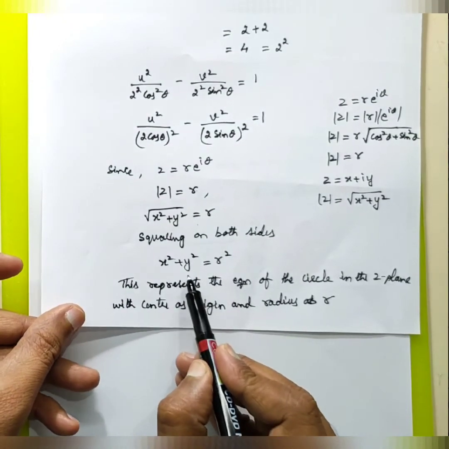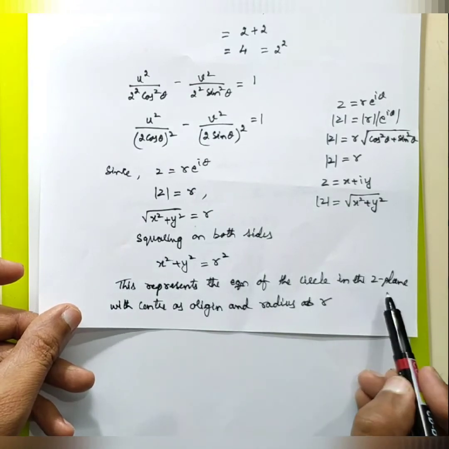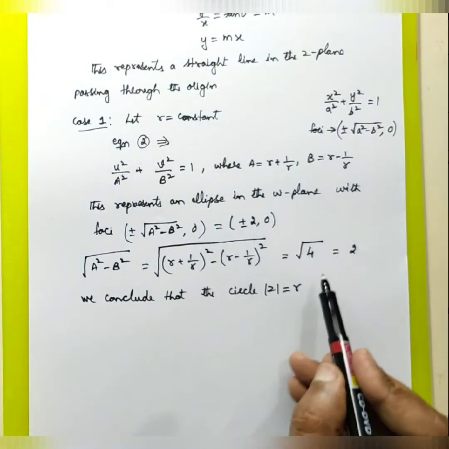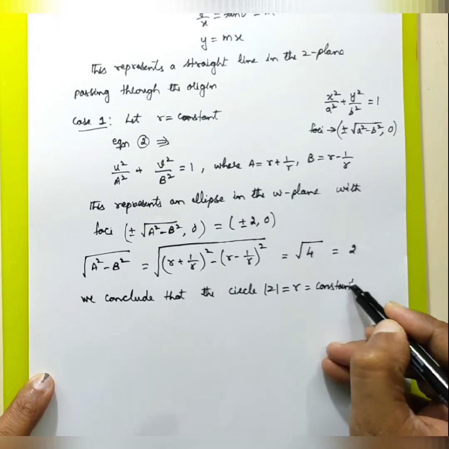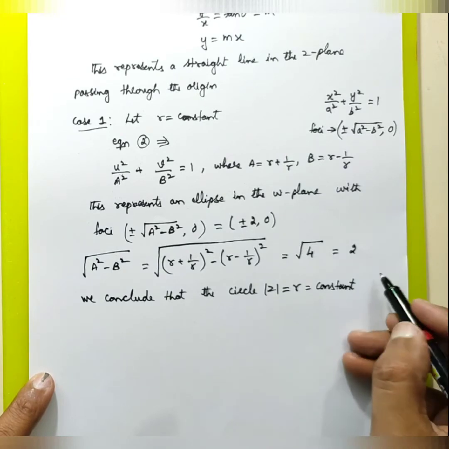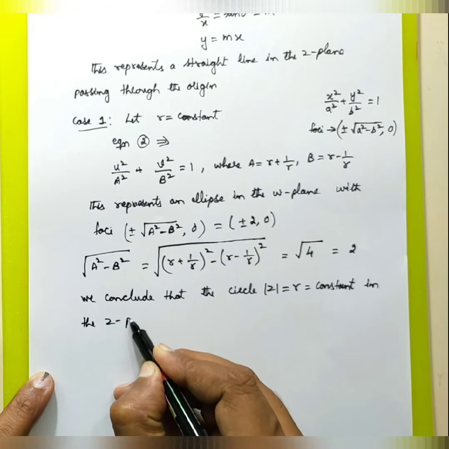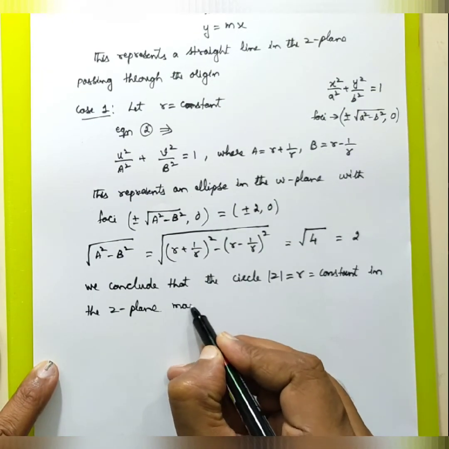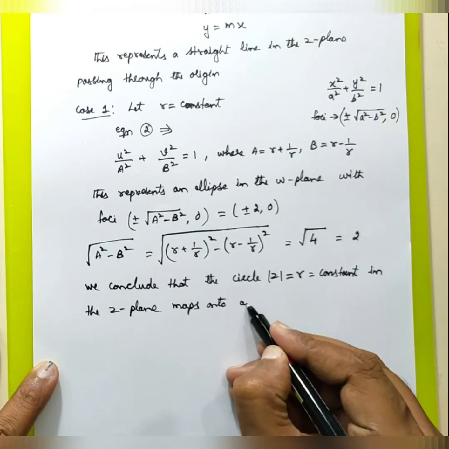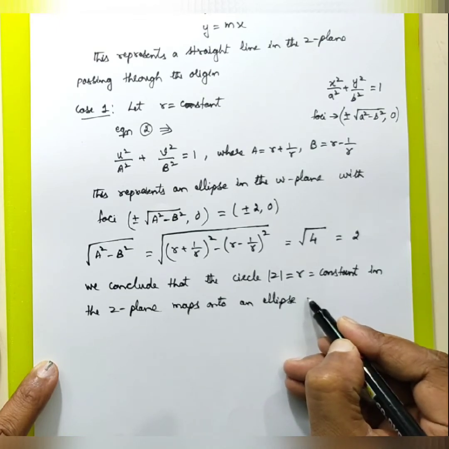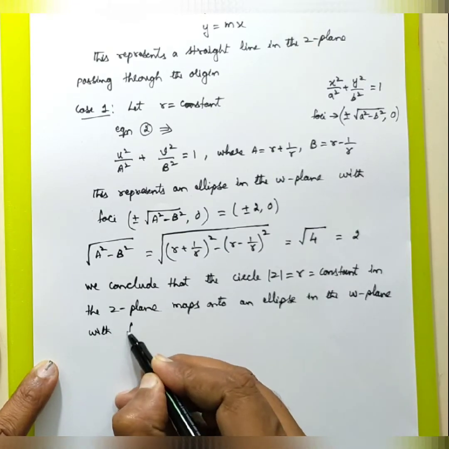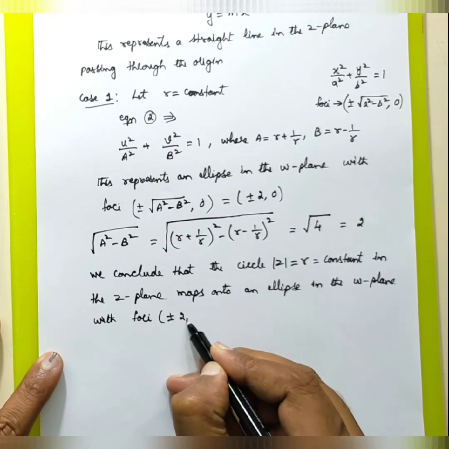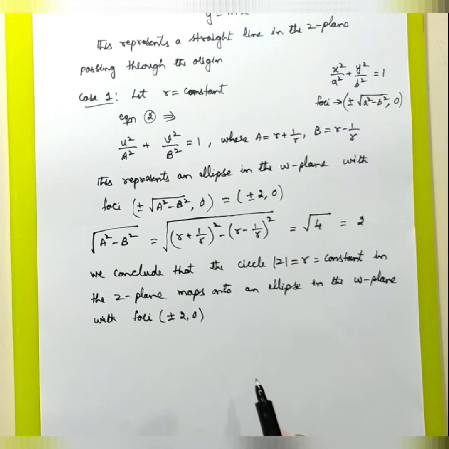So this particular circle, where does it map? This circle x square plus y square is equal to r square in the z plane is now mapping into the ellipse in the w plane. So that is what I need to write over here. Modulus of z is equal to r, where I have taken r to be constant in this case. So this particular expression in the z plane maps onto an ellipse in the w plane, with foci plus r minus 2 comma 0 representing the foci of the ellipse. So this is case number 1.